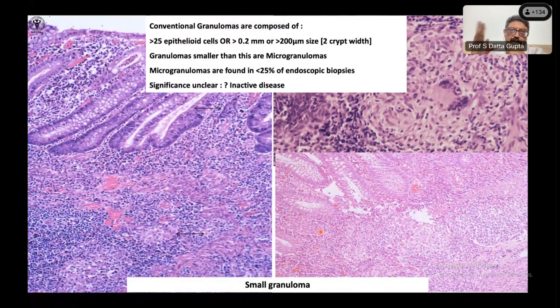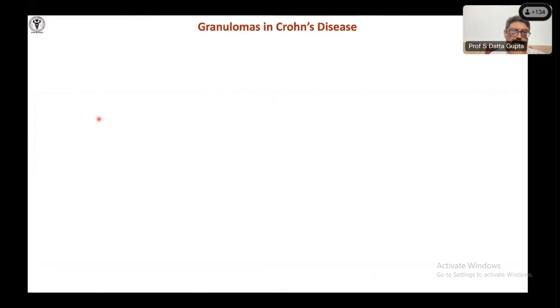So what is a small granuloma? A small granuloma is a granuloma less than 2 crypts in width. For example, if a granuloma is smaller than these two combined, then it is a small granuloma or a microgranuloma. If it is larger than this, it's a big granuloma. Bigger granulomas are more likely in TB, smaller granulomas more likely in Crohn's. People have counted the number of epithelioid cells. They say if it is more than 25 epithelioid cells or more than 100 micron, then it is a large granuloma.